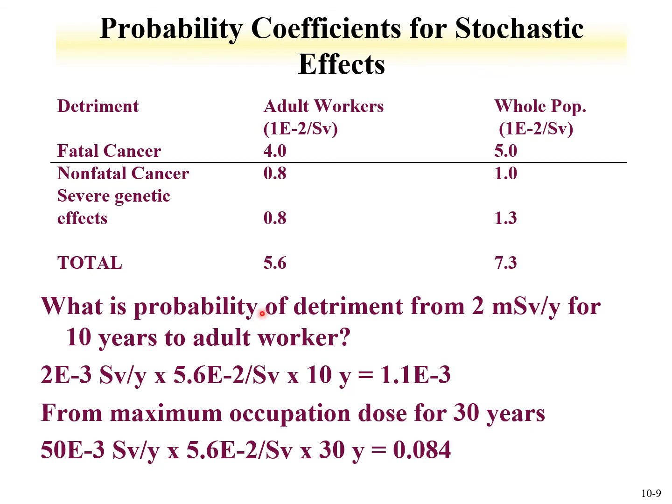So for instance, what is the probability of detriment for 2 millisievert per year for 10 years to an adult worker? If we have 2 millisieverts per year times 10 years times 5.6 times 10 to the minus 2 detriment per sievert, which is given from this value, we get this value, which is basically the increased risk of having some detriment. If we look at the maximum occupational dose for 30 years, which is 50 times 10 to the minus 3 sieverts per year, we do that for 30 years, we see that the increased probability of having some detriment is 8.4%.